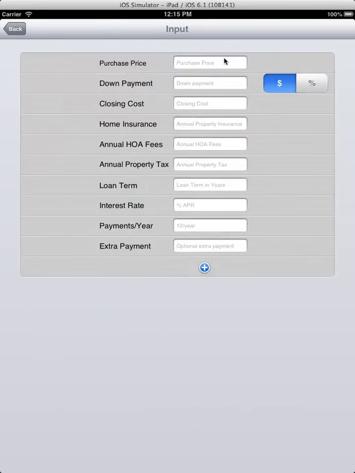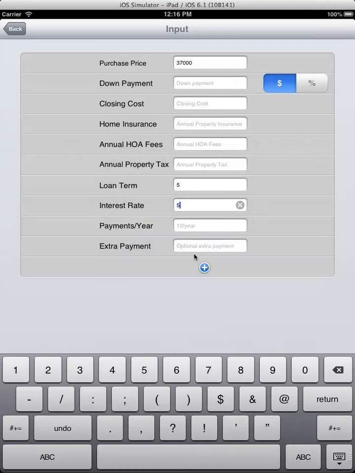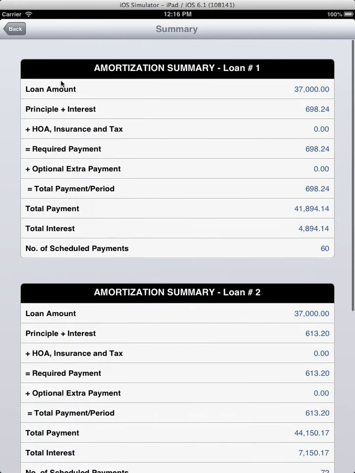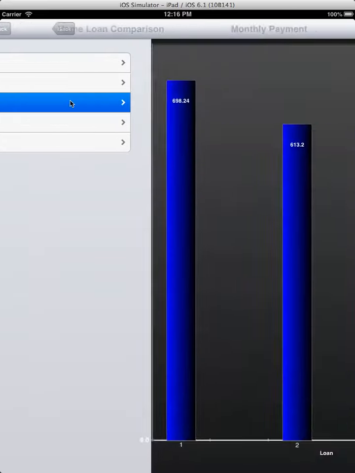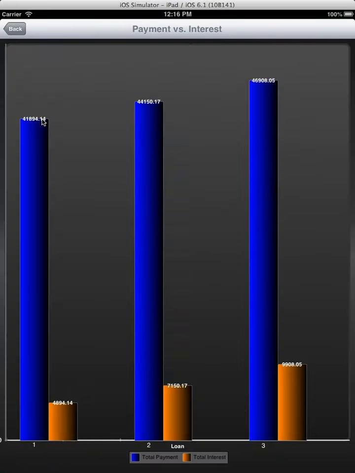Loan comparison. We can compare two or more loans. Say we are comparing a loan here, 5 years, interest rate is 5%. Suppose 6 years, interest rate is 6%, and 7 years, interest rate is 7%. So we added the three loans, and now here is the summary of the loans, and here is the comparison of the loans, and then here the monthly payment comparison. Here is the payment versus total payment versus total interest.